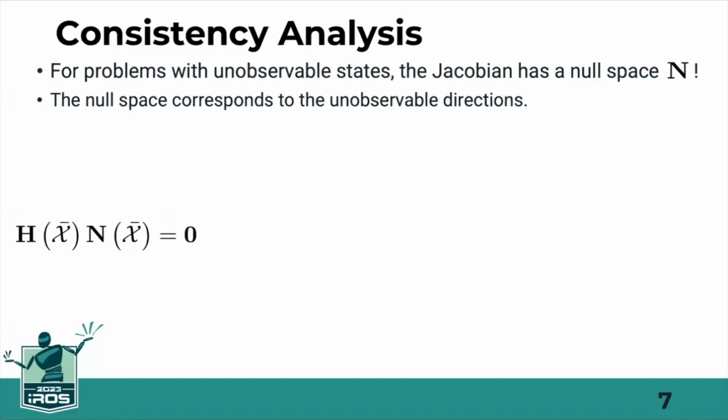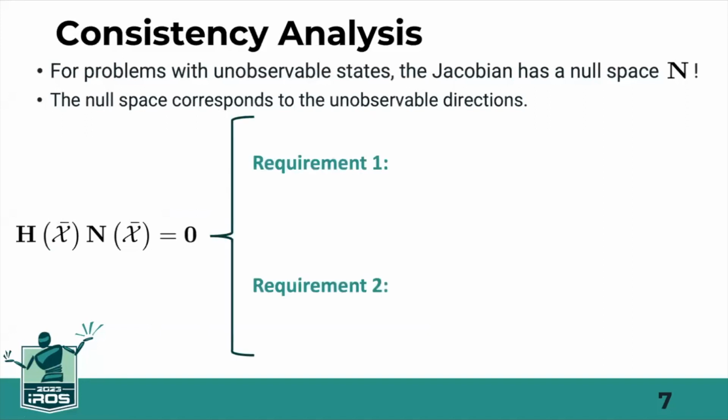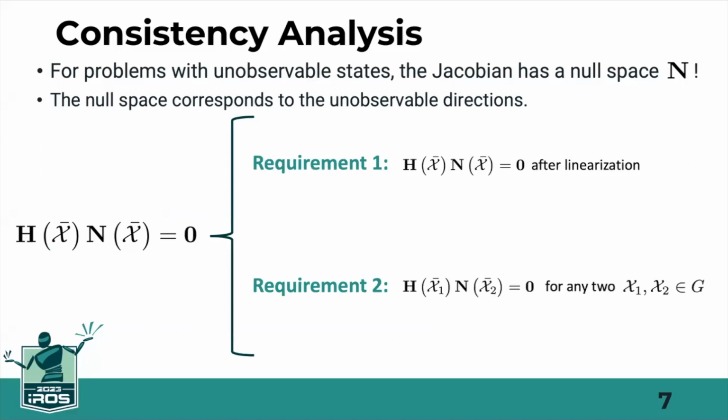Leaving the specific derivation to the paper, the two requirements that we arrive at stem from this null space. The first requirement states that even prior to algorithm runtime, the Jacobian of the linearized algorithm must have a null space. Once requirement one is satisfied, the second requirement deals with the algorithm during runtime and states that the Jacobian must maintain the same null space even when evaluated at different linearization points.